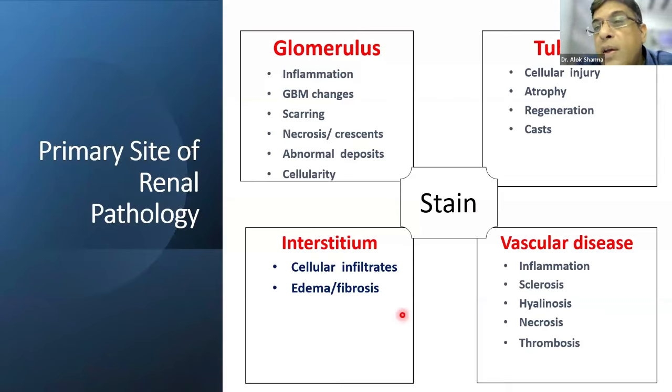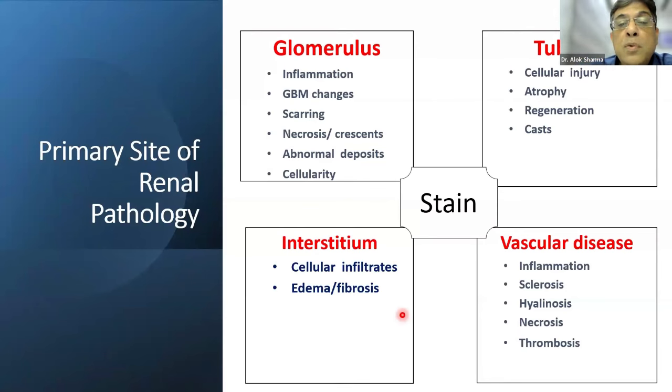Similarly, in tubules, you look at the injury, you look at atrophy, you look if there are any atrophic changes, regenerative changes, and you also go inside the lumen and look at the casts and what those casts are. So are these normal casts? Normal in the sense, are these TAM protein casts, or are these abnormal casts, which could even be myeloma casts, right? So you need to look at all those things.